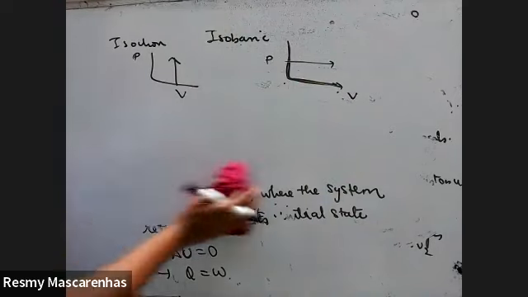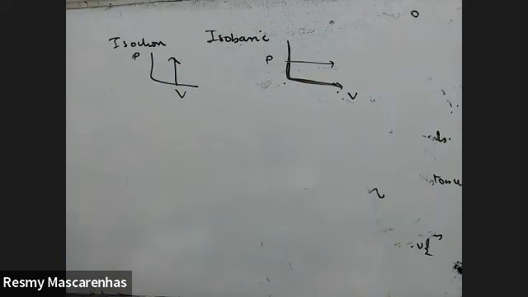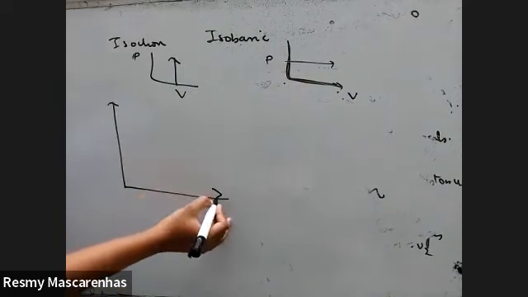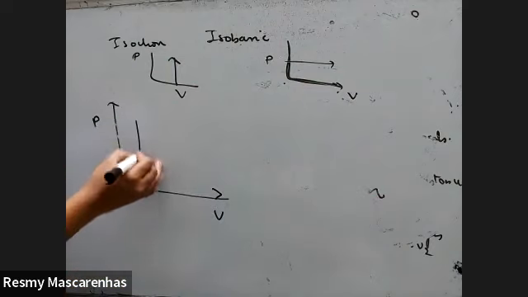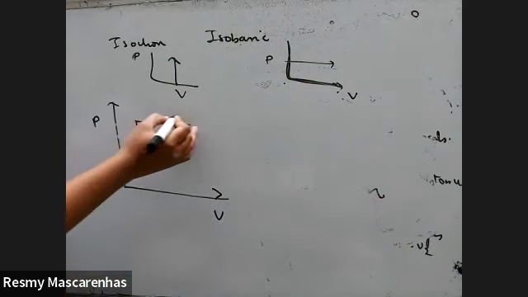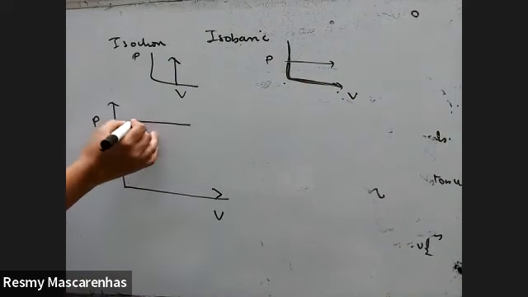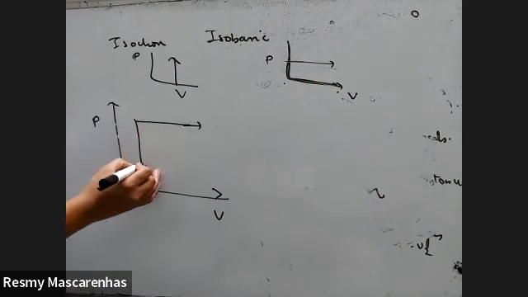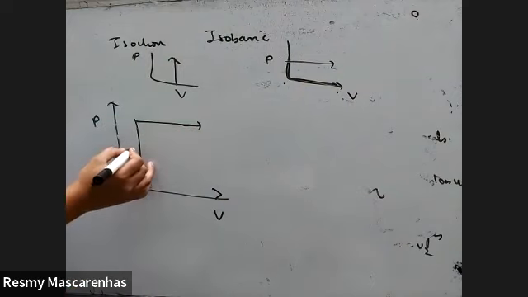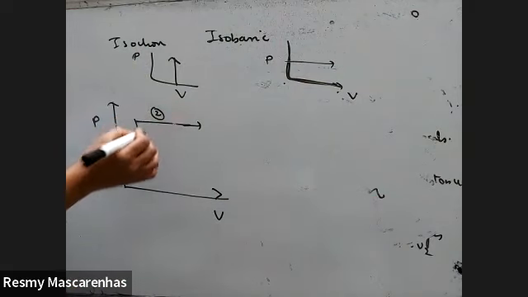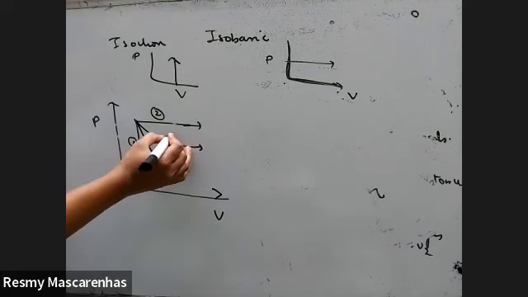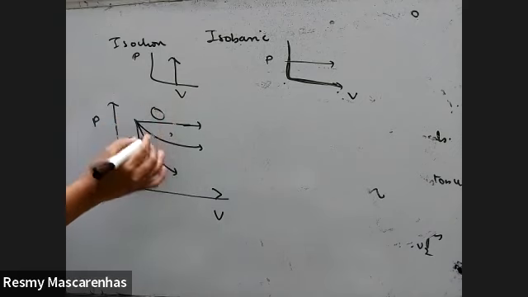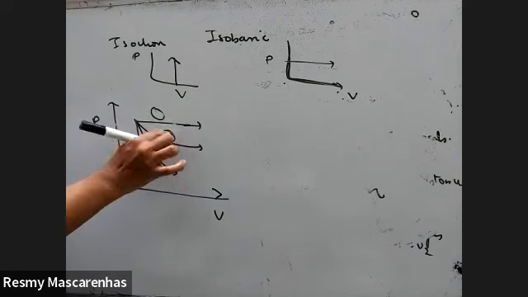If you want to compare all the graphs, draw them together like this. Volume versus pressure. The vertical line is of whom? Isochoric. This I'll use as 1, this as 2, and 3 straight away like this. Yeah, 1, 2, 3, 4.